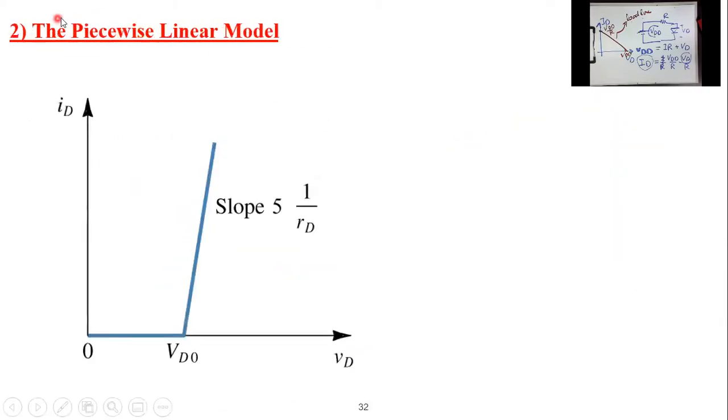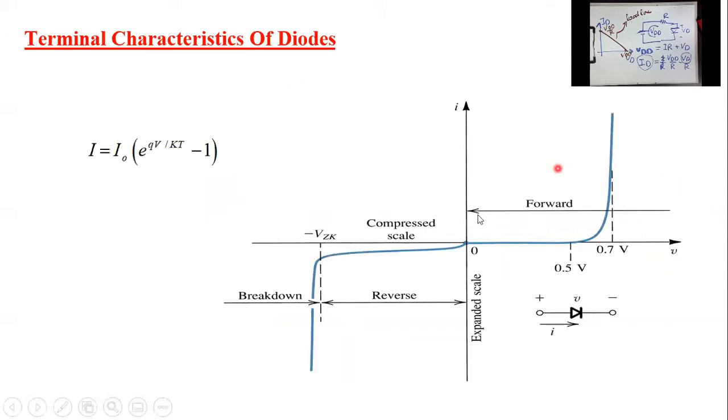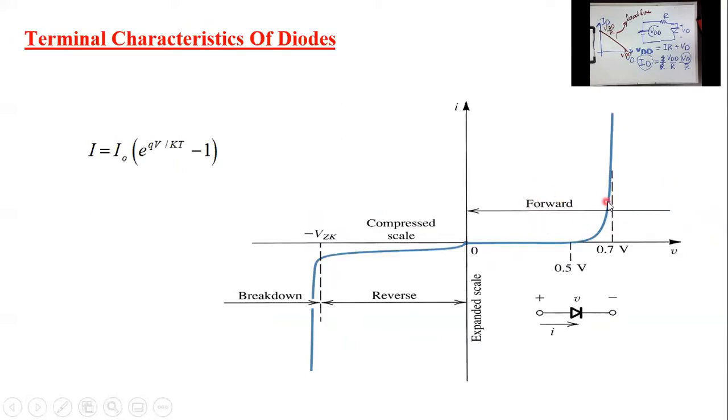Okay, for example, this is one of the models we have, what we call the piecewise linear model. As you can see, this is an approximated model. Why is this an approximated model? First, we have to take care that we are now focusing on the forward region only. That's why we are plotting here the first quadrant only. So the first approximation is that we assume that below the built-in potential, the current is totally zero. No current is flowing below the built-in potential. This is the first approximation.